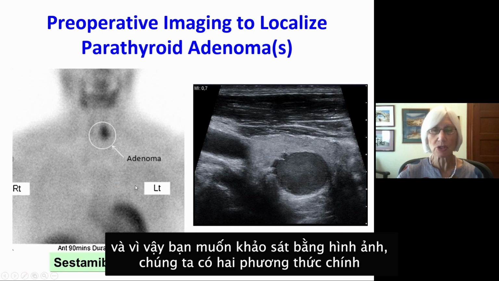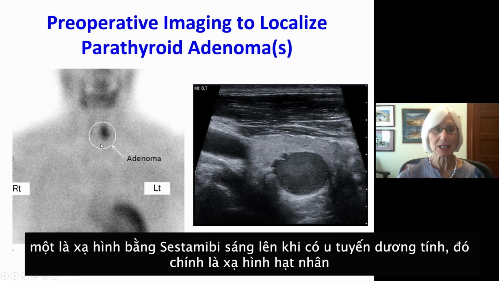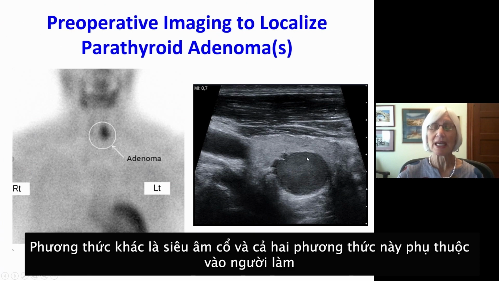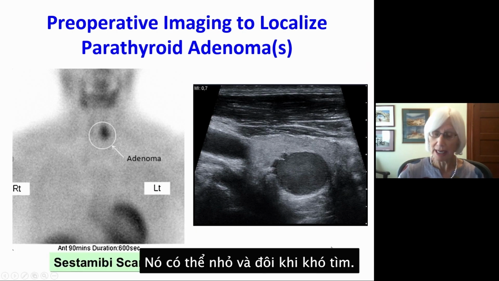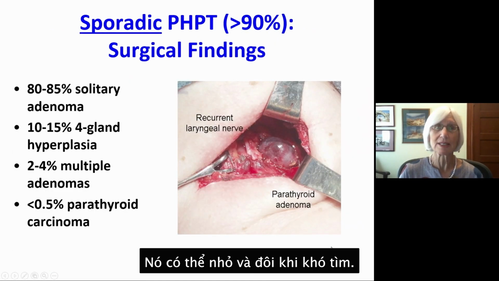We have 2 major modalities. One is a sestamibi scan, which lights up the positive adenoma. It's a radionuclide scan. The other is a neck ultrasound. And both of these depend on the operator and how well they do at how many of these they see and how good they are at locating these things, which can be small and sometimes difficult to find.